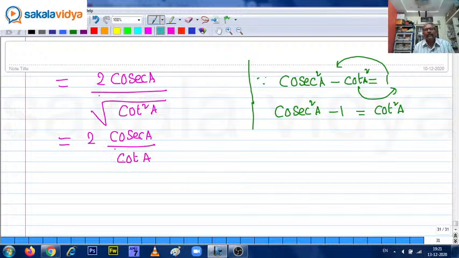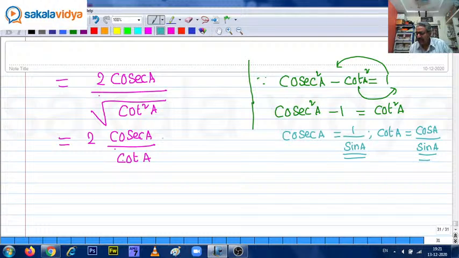So we have the formula. Cosec A equals 1 upon sin A, cot A equals cos A by sin A. So let us replace these two values. Right, very good try, very good try.